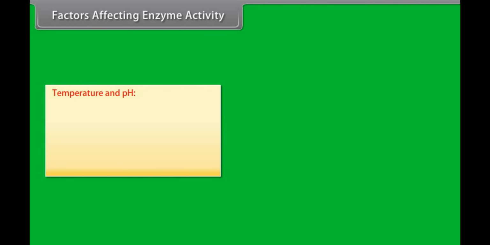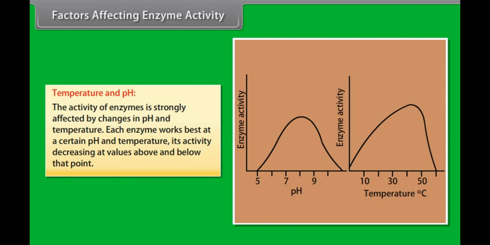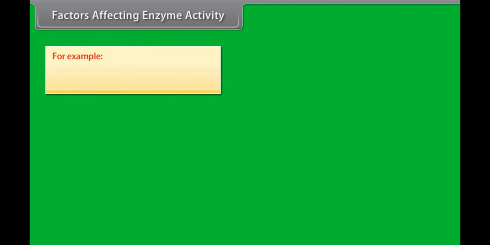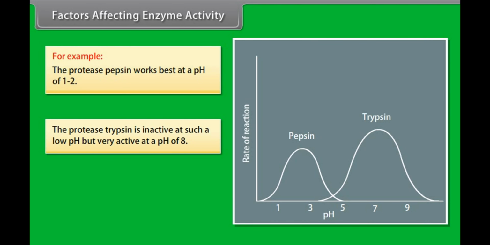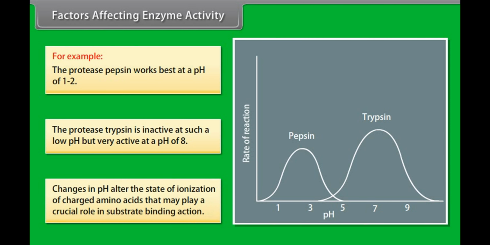Factors affecting enzyme activity. Temperature and pH. The activity of enzymes is strongly affected by changes in pH and temperature. Each enzyme works best at a certain pH and temperature. Its activity decreases at values above and below that point. For example, the protease pepsin works best at a pH of 1 to 2. The protease trypsin is inactive at such a low pH but very active at a pH of 8. Changes in pH alter the state of ionization of charged amino acids that may play a crucial role in substrate binding action.